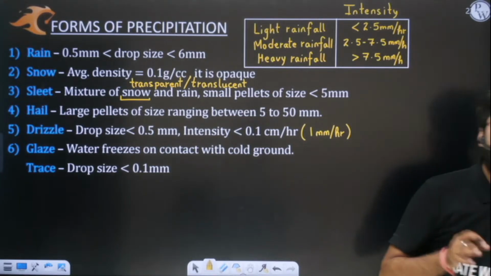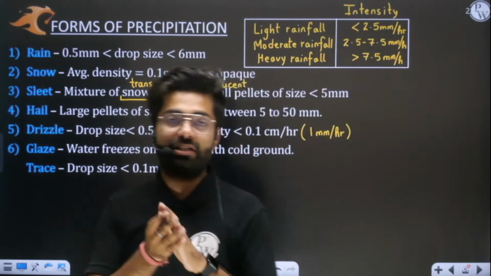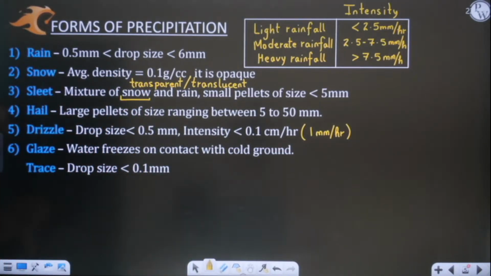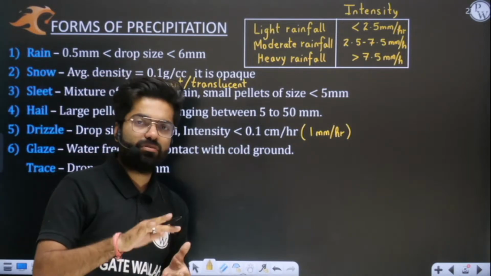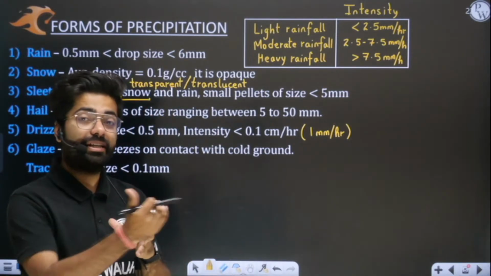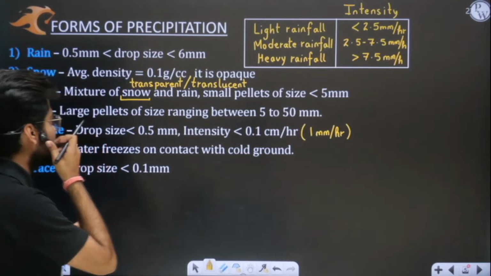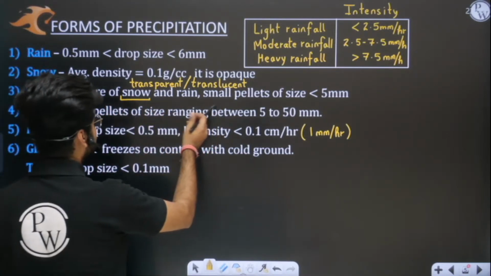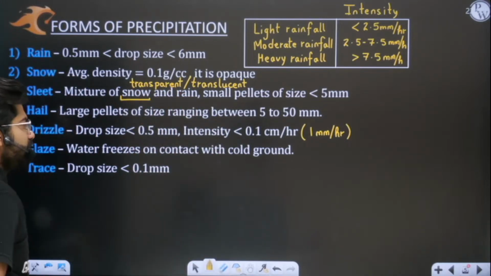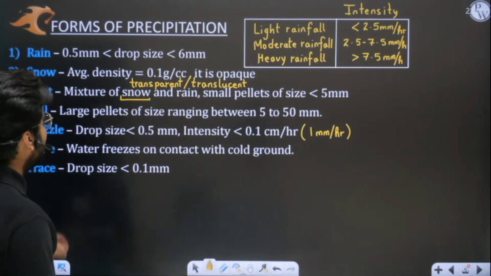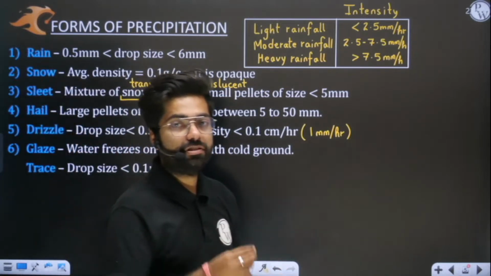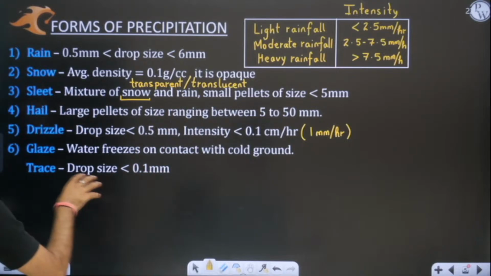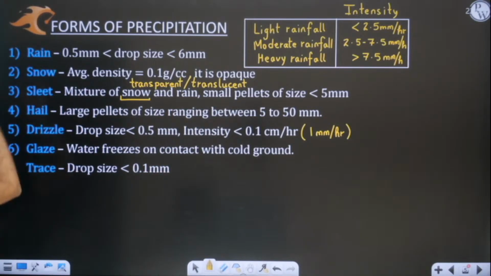Snow is light and opaque in nature. It is pure white and very light, with an average density of about 0.1 gram per cc, roughly 10 times less than that of water. Then we discussed sleet. Sleet is a mixture of snow and rain. This snow is translucent, or simply transparent, and along with rain, small snow pellets of size less than 5 mm are falling.